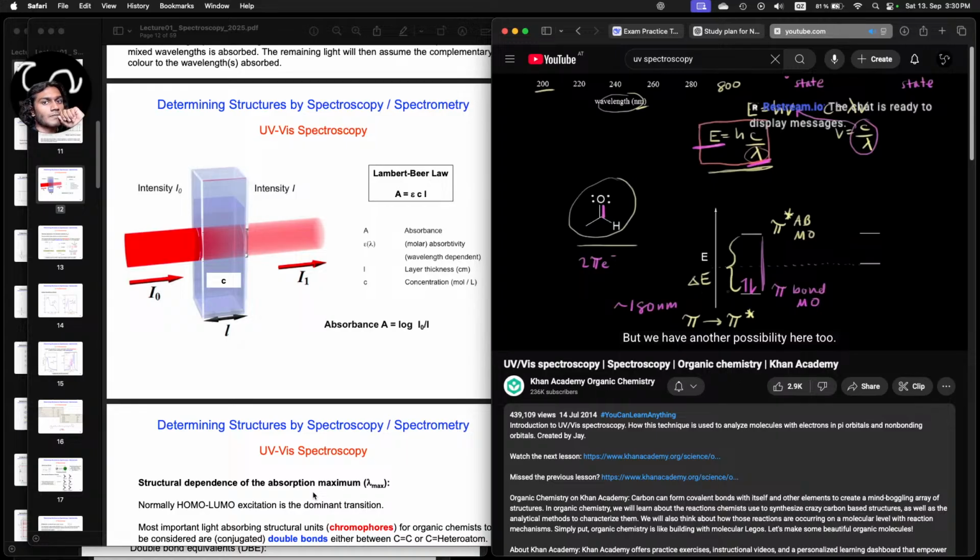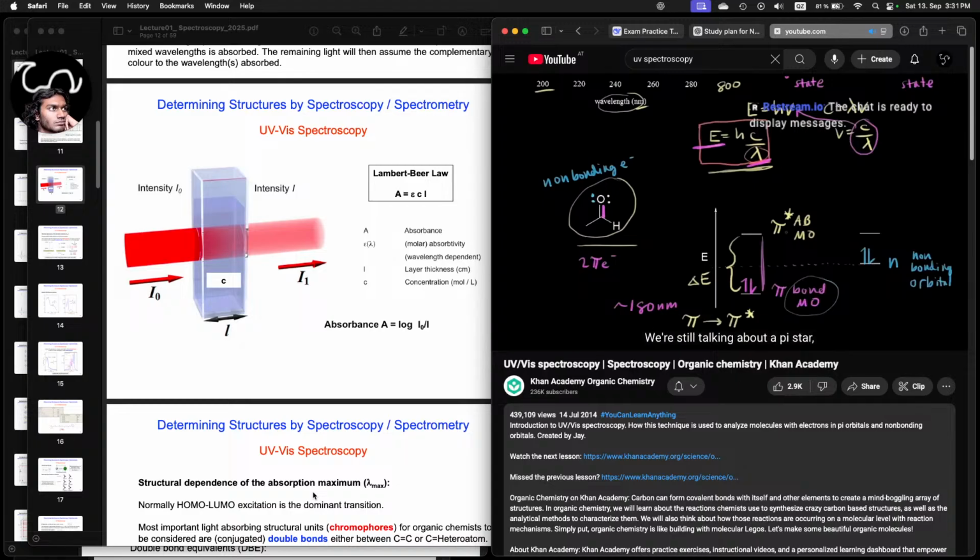All right, but we have another possibility here too. So let me go ahead and highlight a lone pair of electrons here on the oxygen. So we have a lone pair, so we have non-bonding electrons, and non-bonding electrons occupy a non-bonding orbital, which is actually a little bit higher in energy than our bonding molecular orbital. So another possibility, we call this N right here. So this is a non-bonding orbital, and we can put some electrons into that orbital. So we put those two electrons into the non-bonding orbital, and we can have a different type of transition.